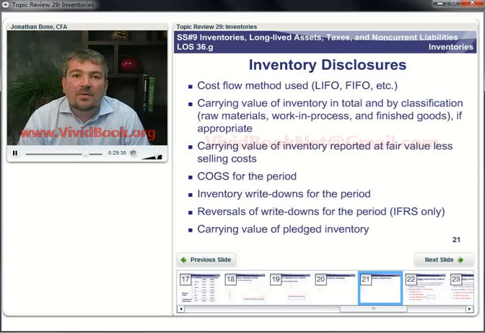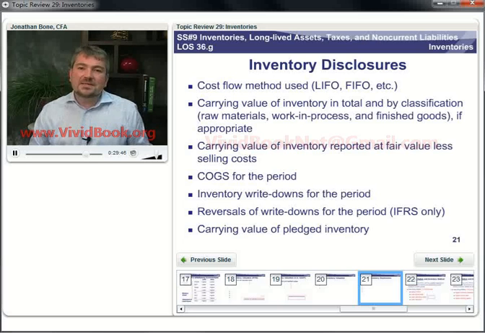Now, also we need to show the carrying value of any inventory reported at fair value less selling cost. So remember, if we've got write-downs and we've taken fair value less selling cost and net realizable value, then we need to show the total amount of inventory that is shown at net realizable value rather than historic cost. We also have to show the cost of goods sold for the period.